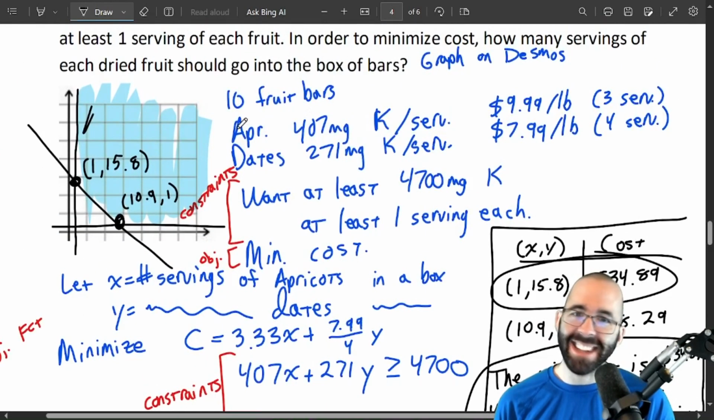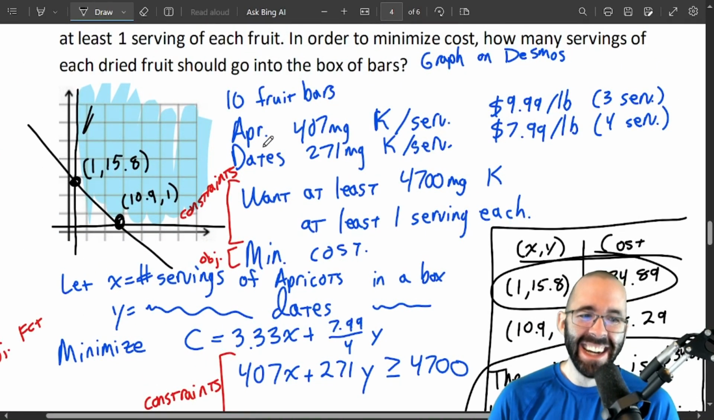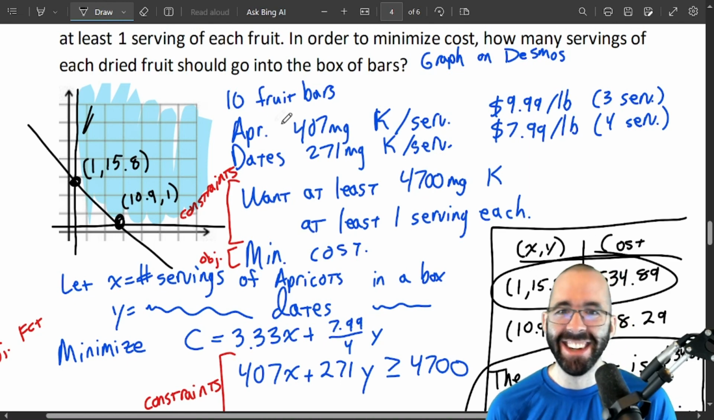This question's not asking about what tastes good. This question's asking about what saves money. I don't know if anyone's buying these date bars though.